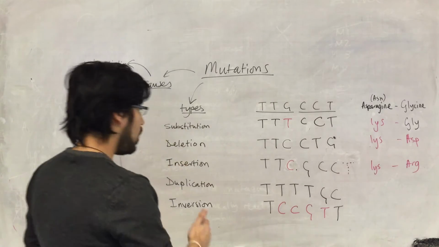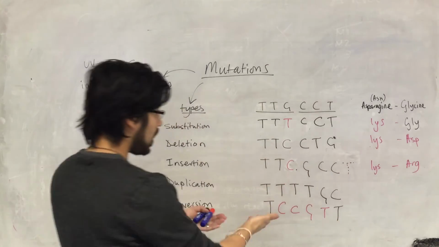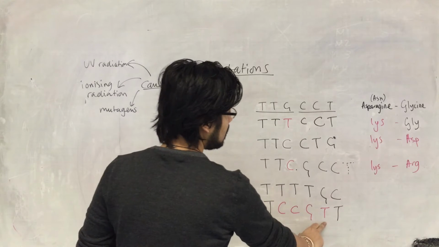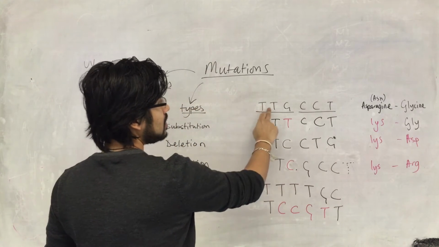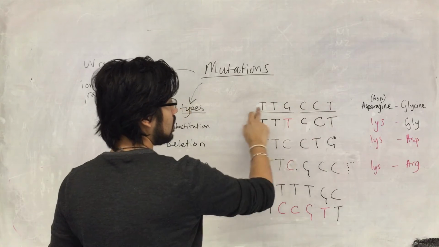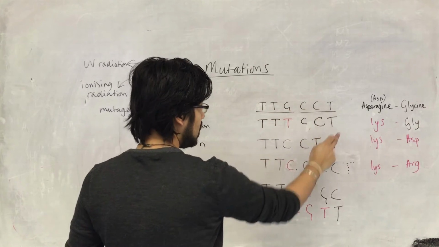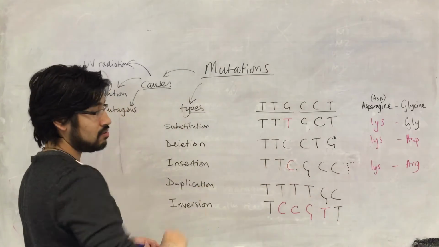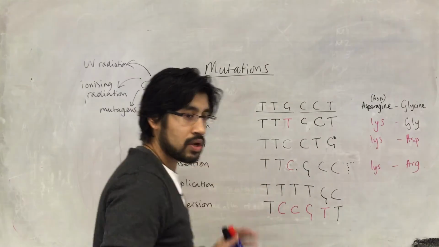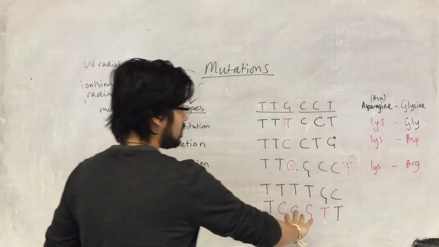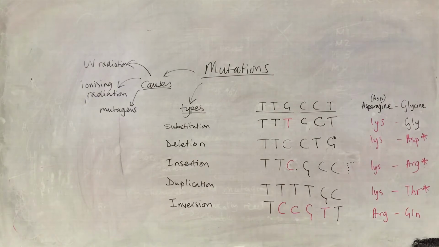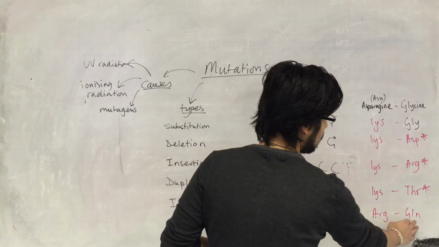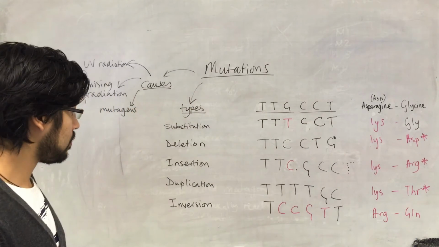Because of that, now we're reading TCC, GTT, where we had TTG. This is our correct sequence right here, TTG, CCT, and we've now got TCC, GTT, because of that inversion. So the amino acids in that place would be arginine and glutamine.